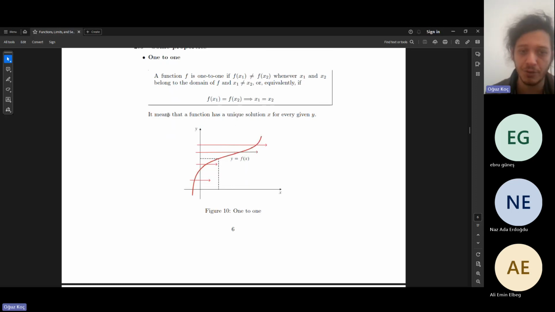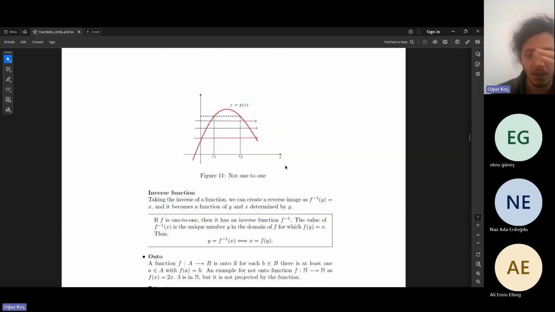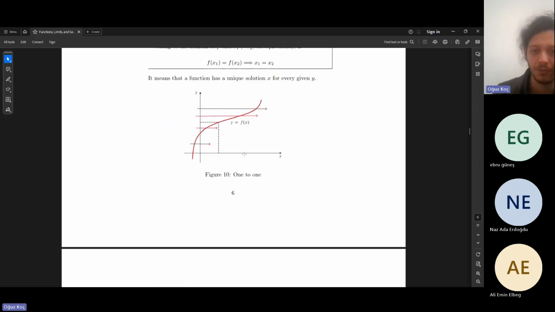And one-to-one also means a function has a unique solution x for every given y. There has to be a unique solution for every value in our range. As you can see here in our second illustration, if you draw a line, we have 2 points connected with our curve here. Therefore, we cannot say it's a one-to-one function, but the first one is a one-to-one function.